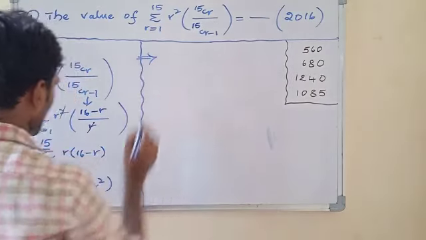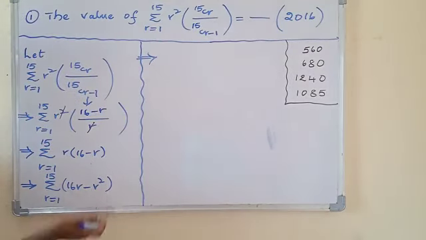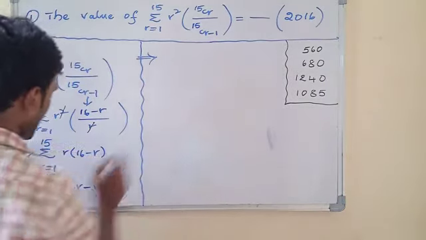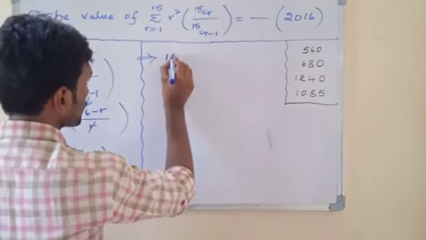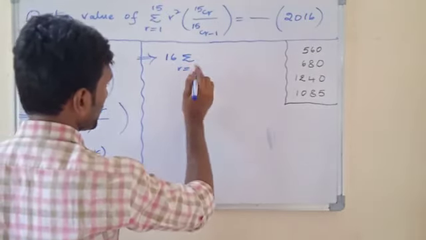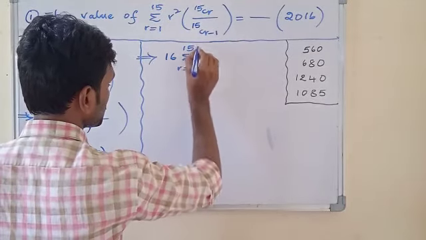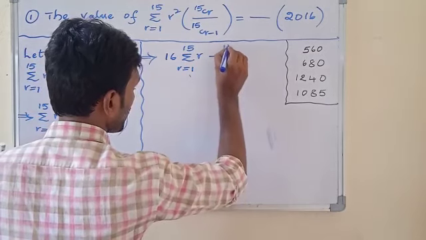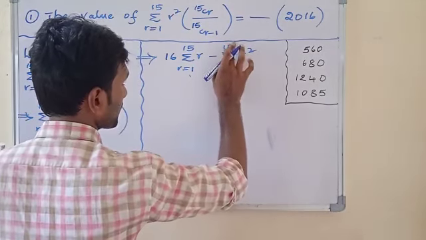See the continuation. That implies, now split the sigma notation into both terms, where 16 is a multiple. 16 into sigma r equals 1 to 15 of r, minus sigma r equals 1 to 15 of r square.